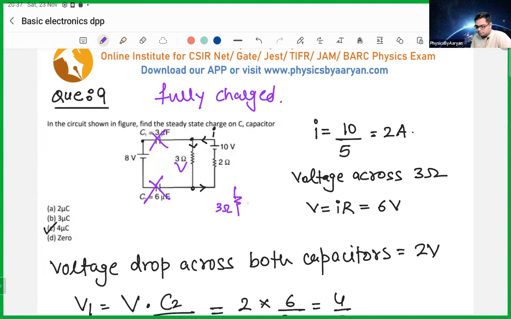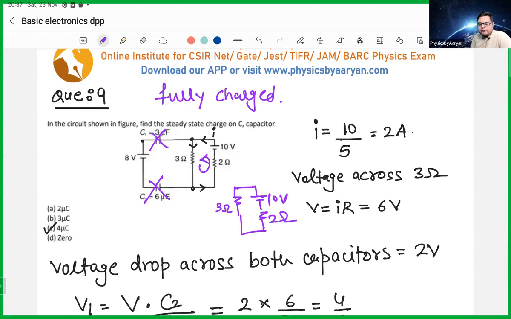So this is 3 ohm, this is your 10 volt, this is your 2 ohm. That's all. Current is only flowing in this side, because current cannot go on this side, because of steady state. Perfectly, it makes perfect sense.